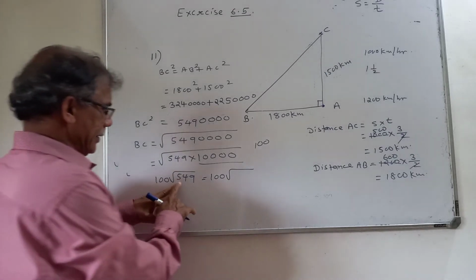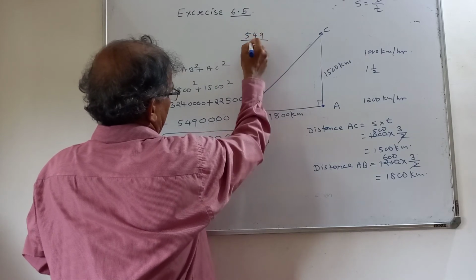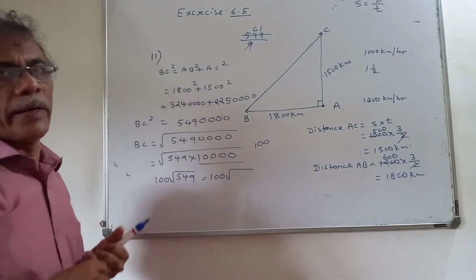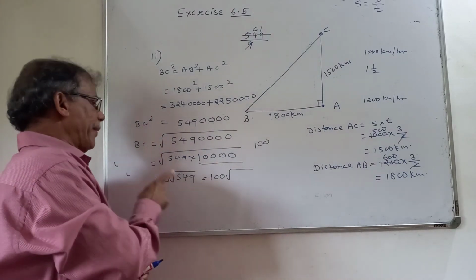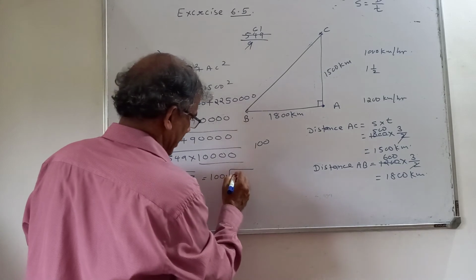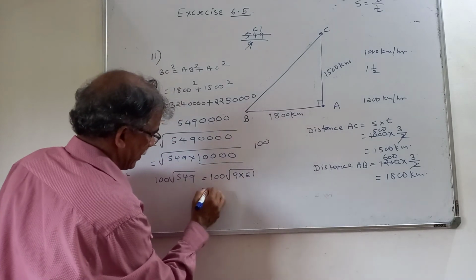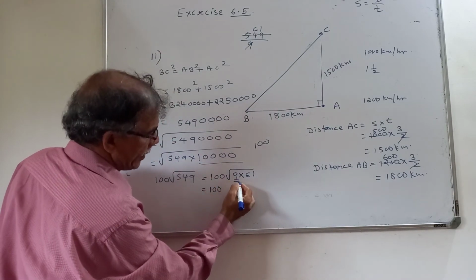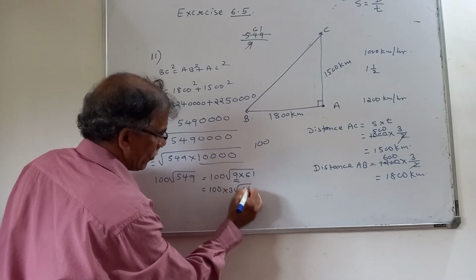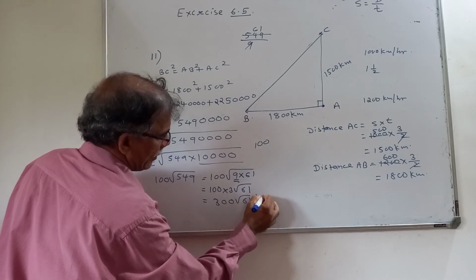Now see, 549 is divisible by 9, I think. Correct. To simplify this type of number, as we studied last time, you have to see by which perfect square number it is divisible. So it is divisible by 9, meaning 549 can be written as 9 into 61. So that is 100. Now what is the square root of 9? You get the square root of 9 as 3. So 100 into 3 root 61, so that is 300 root 61 kilometers.